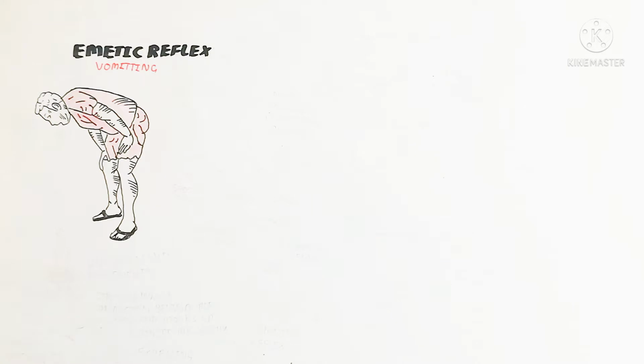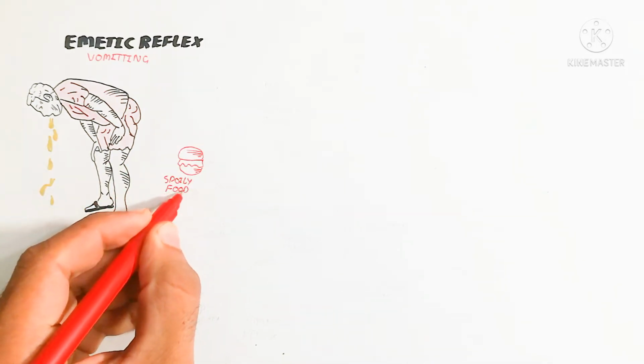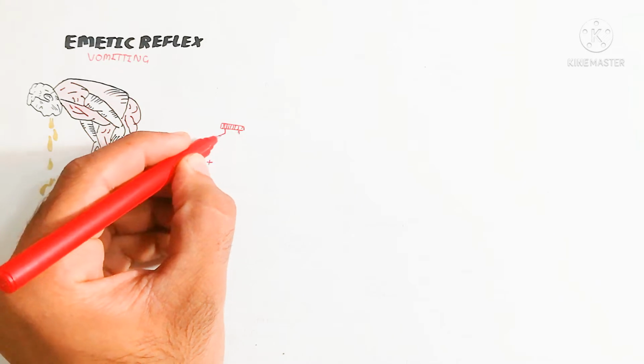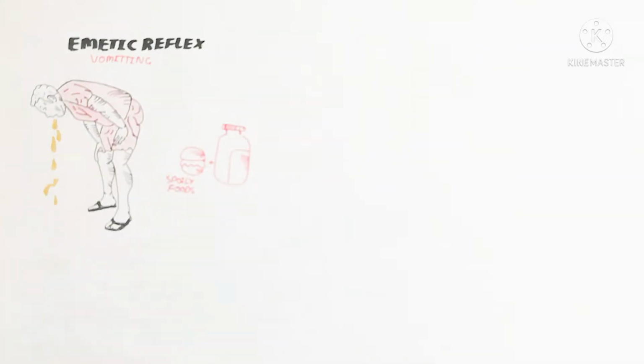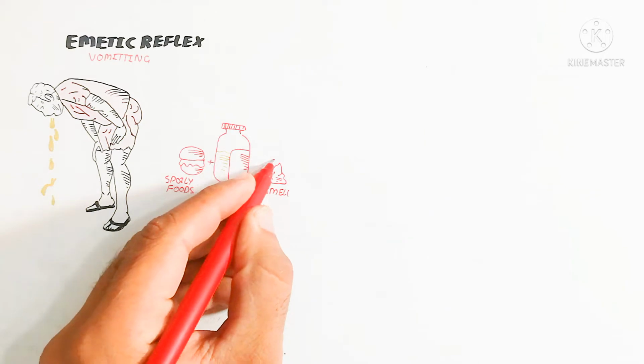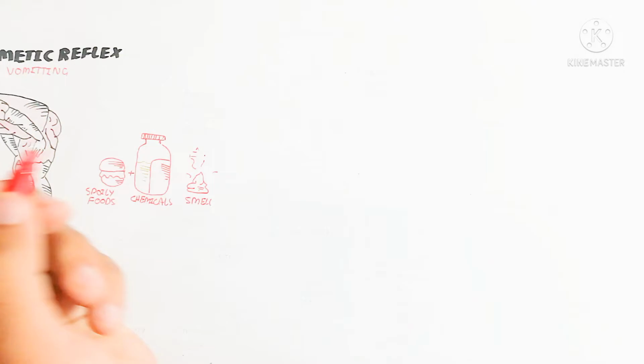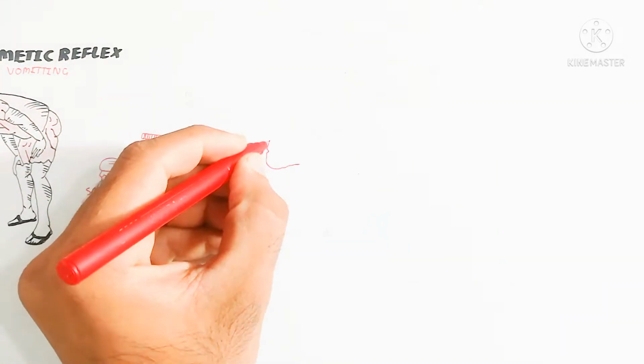First of all, we should learn about the stimulus that stimulates the emetic reflex, which leads to vomiting. This is basically the anti-peristaltic movement of the gastrointestinal tract. Simply we can say that, but we will also discuss the function and physiology behind it. Spoiled food, chemicals and smell are responsible for the big stimulus for the emetic reflex.